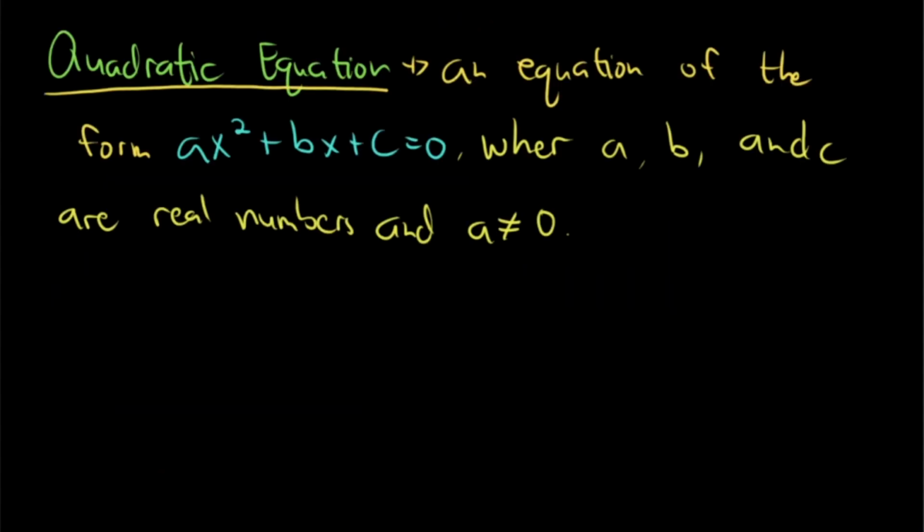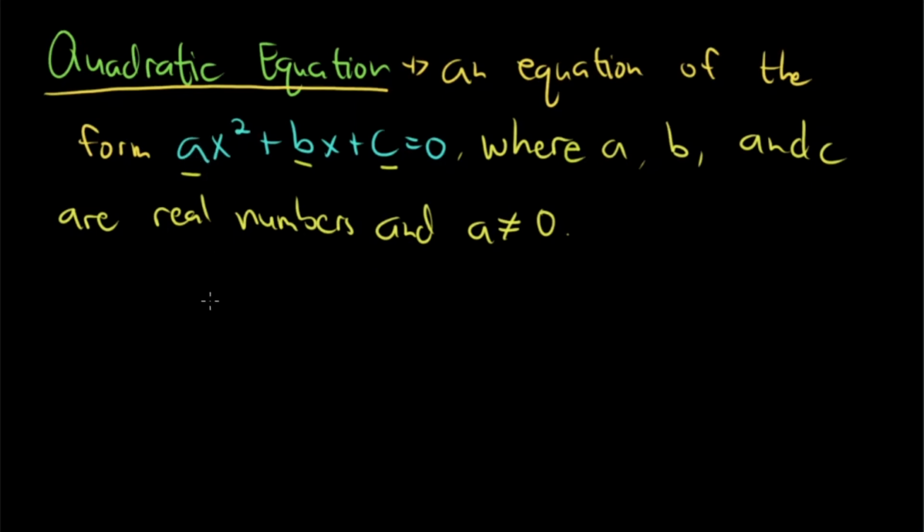By definition, a quadratic equation is an equation of the form ax squared plus bx plus c equals 0, where a, b, and c are all real numbers, and a can't be 0. Ibig sabihin ito raw a, yung coefficient ng first term mo, hindi pwedeng maging 0.